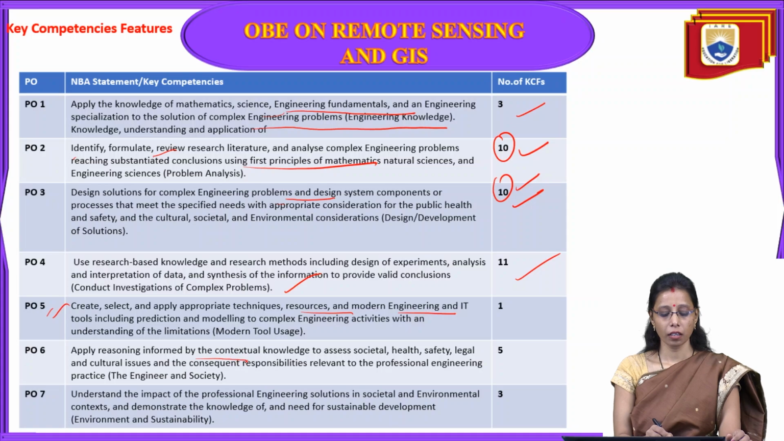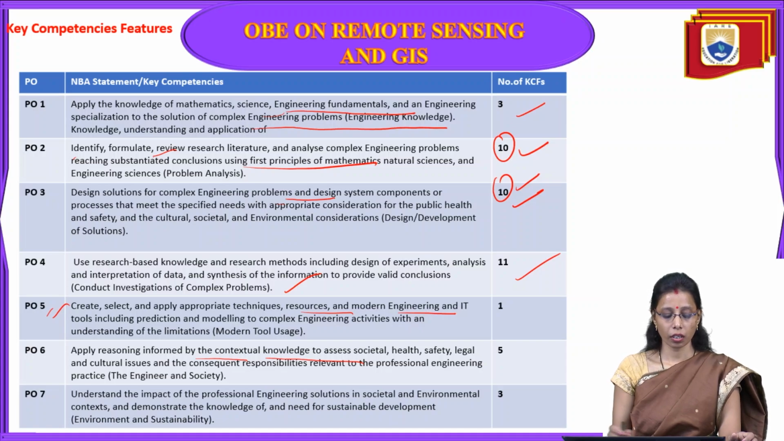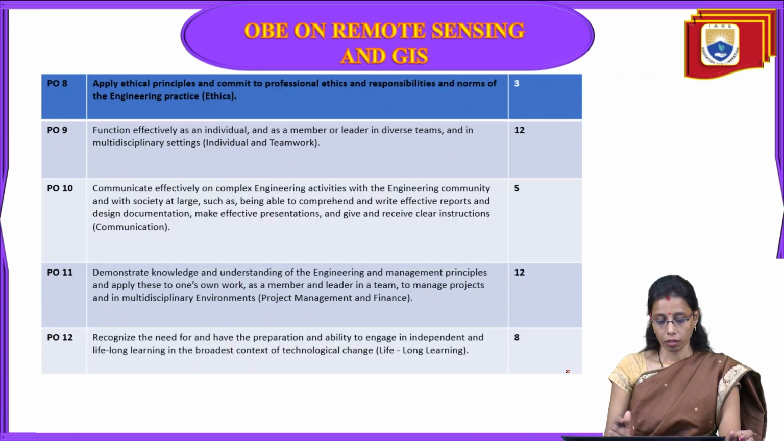Program outcome 6: apply reasoning informed by contextual knowledge to assess societal, health, safety and legal issues. So here you have the key competencies at 5. Next you have understand the impact of professional engineering solutions in societal and environmental contexts. So here you have key competencies 3. PO8: apply ethical principles and commit to professional ethics. So here you have key competencies as 3 again.